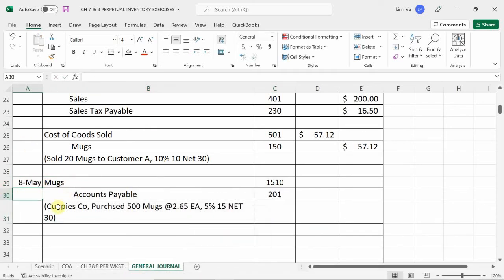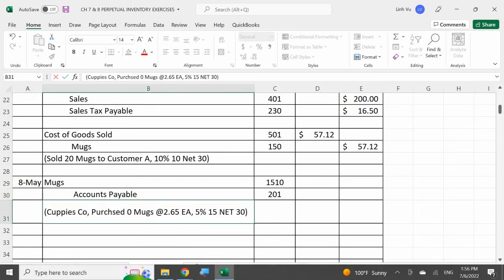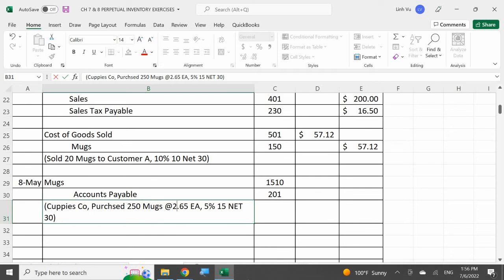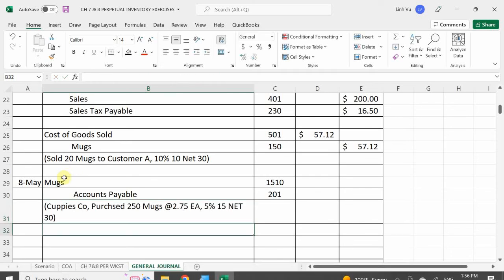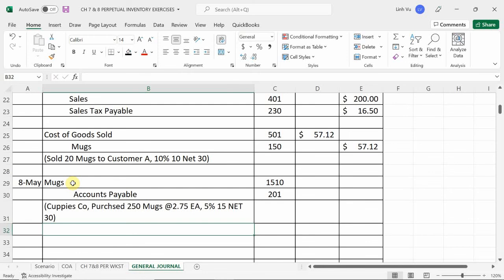So again, May 8th, and I have to fix this because I did buy from Cuppy's Co., but I didn't buy 500. I only bought 250 mugs at $2.75 each. Okay. So, yes. You have an extra digit in the mug inventory account number.